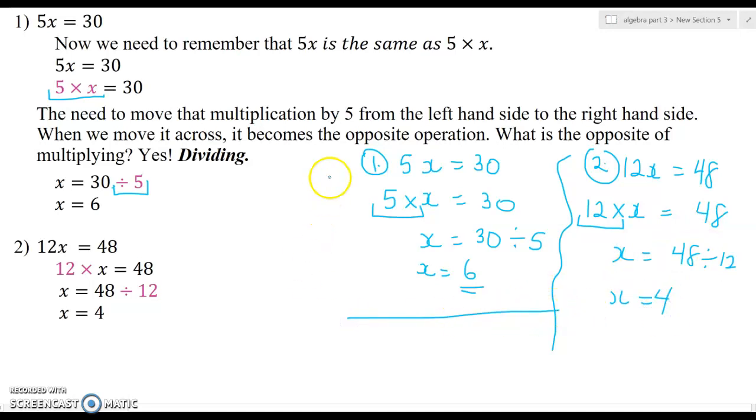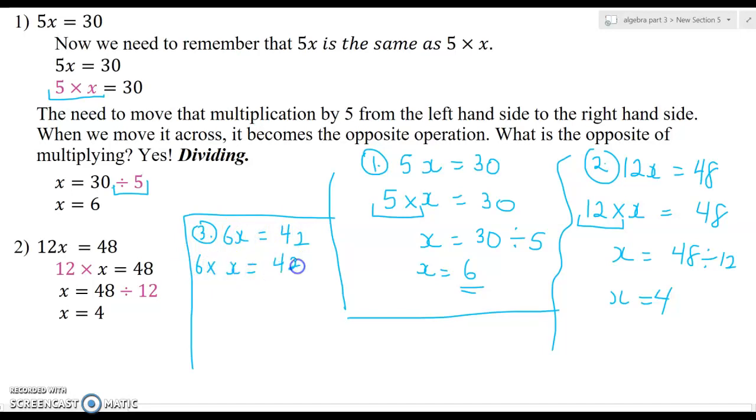And you could try another one. Let's try an additional one here. Let's call this number 3. What if we had 6x is equal to 42? So 6 multiplied by x equals 42, right?